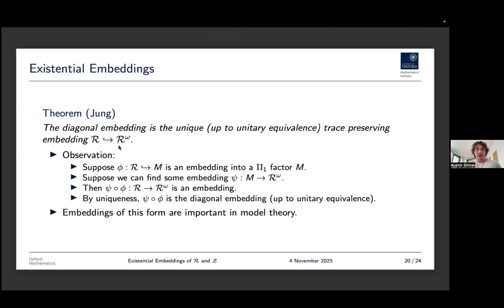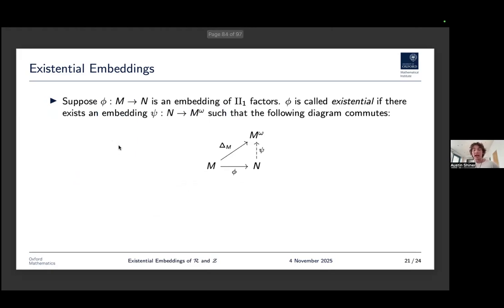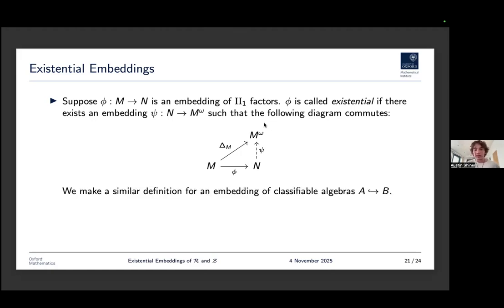What this does is motivate the following definition, which is really important in model theory, that of an existential embedding. So suppose we have an embedding phi of II_1 factors. We call phi existential if there exists an embedding psi from N into the tracial ultrapower of M, such that the following diagram commutes. We go from M to N via our embedding, N to omega via the embedding that exists, and this should commute with the diagonal embedding. Again, we can make a similar definition for classifiable algebras where we replace this with lower script omega as well.